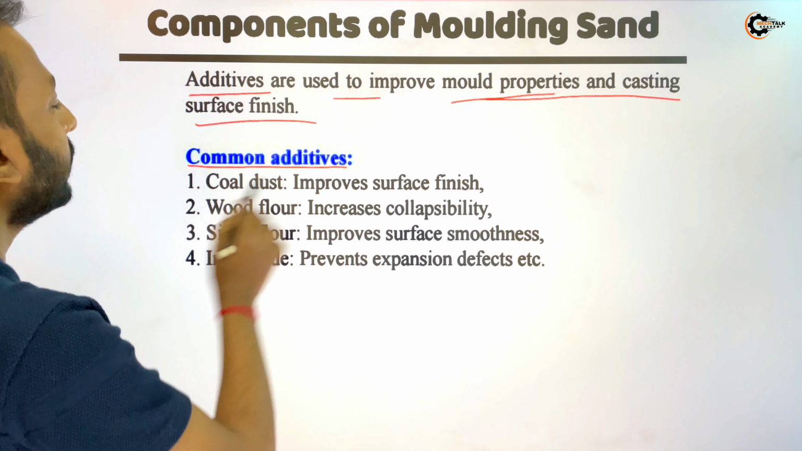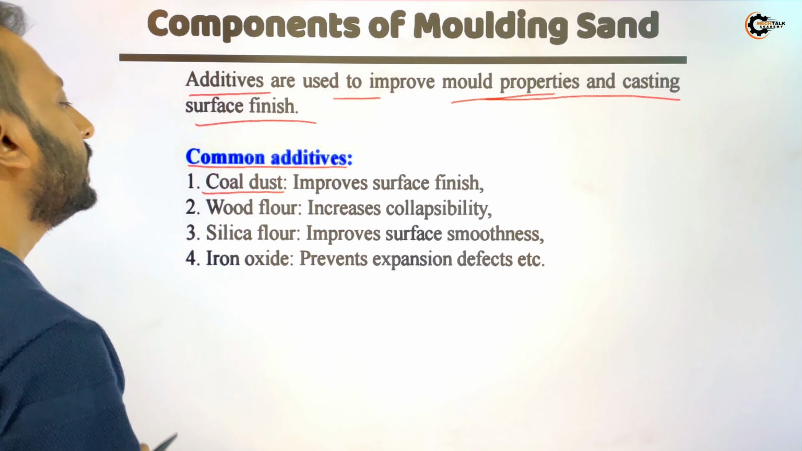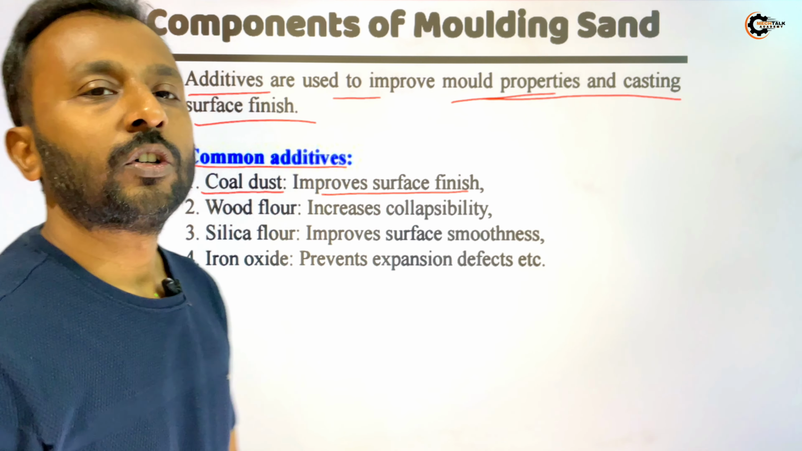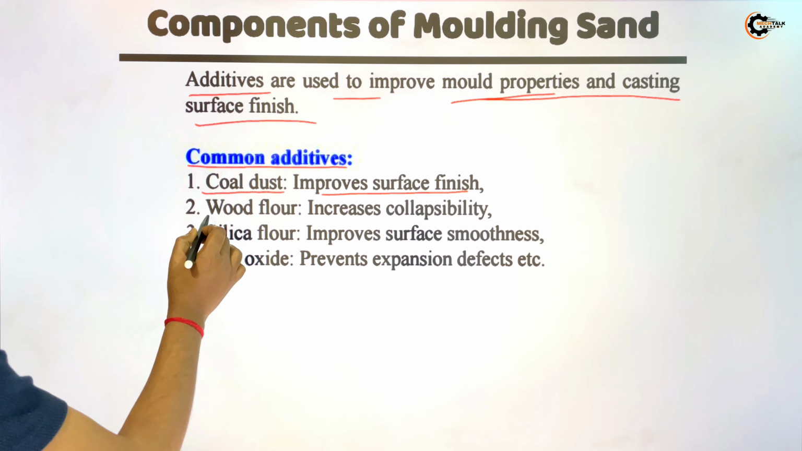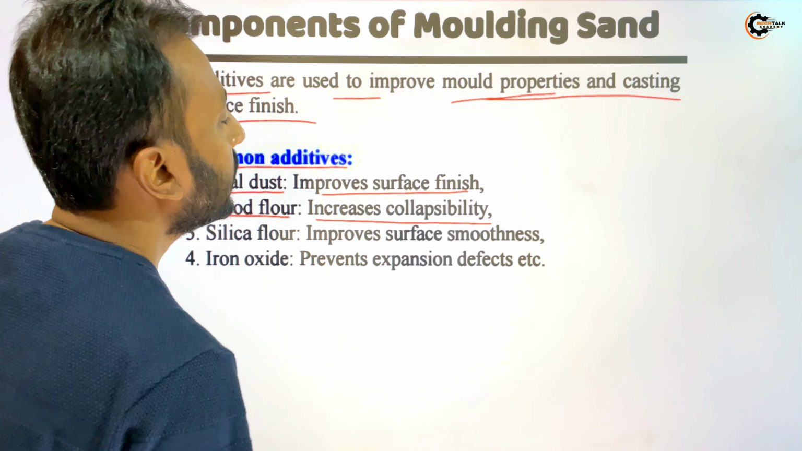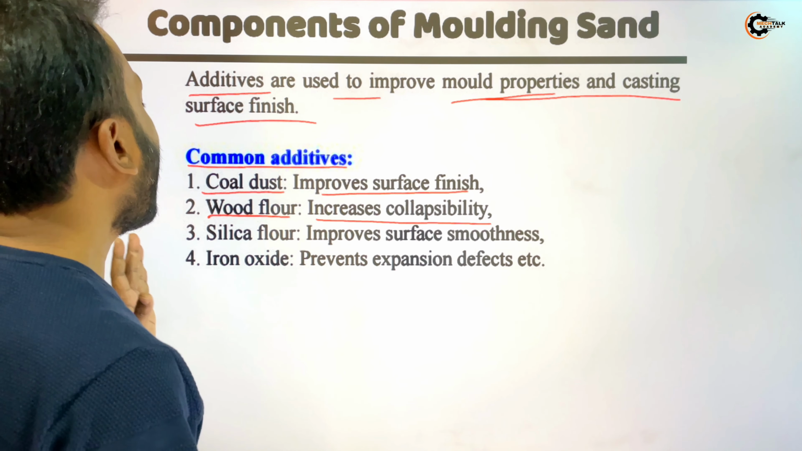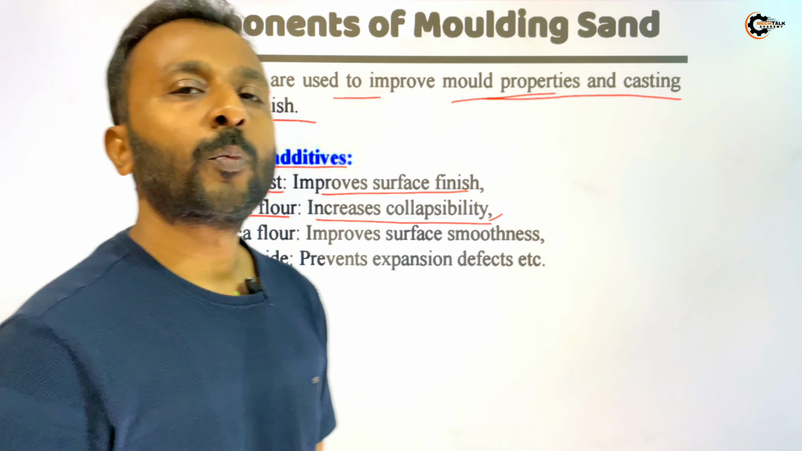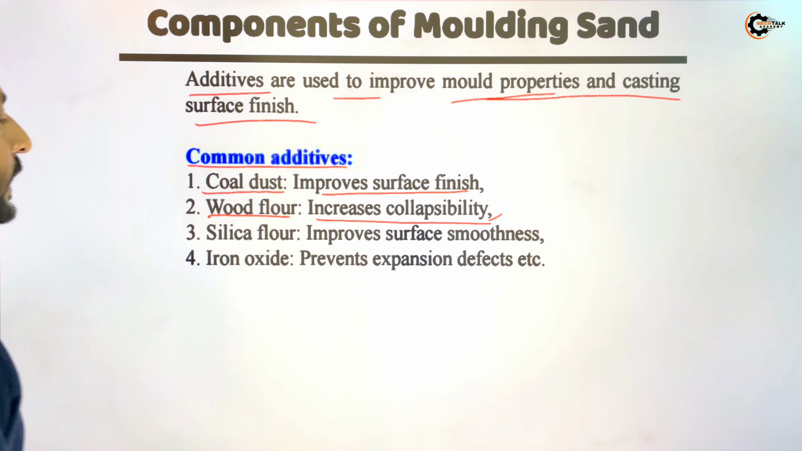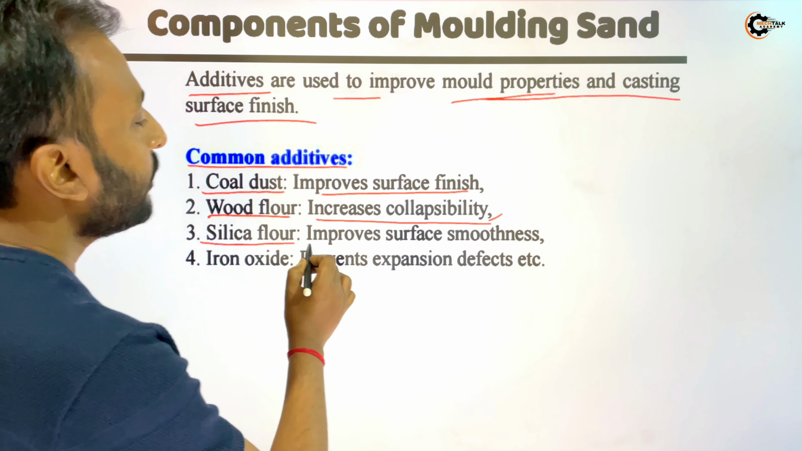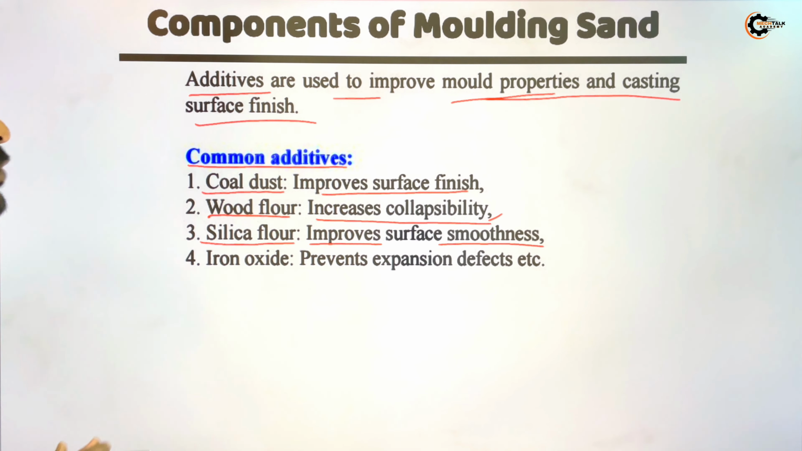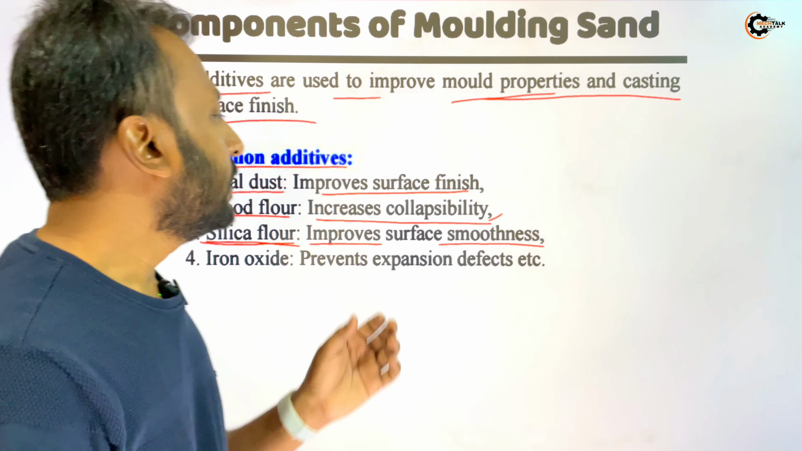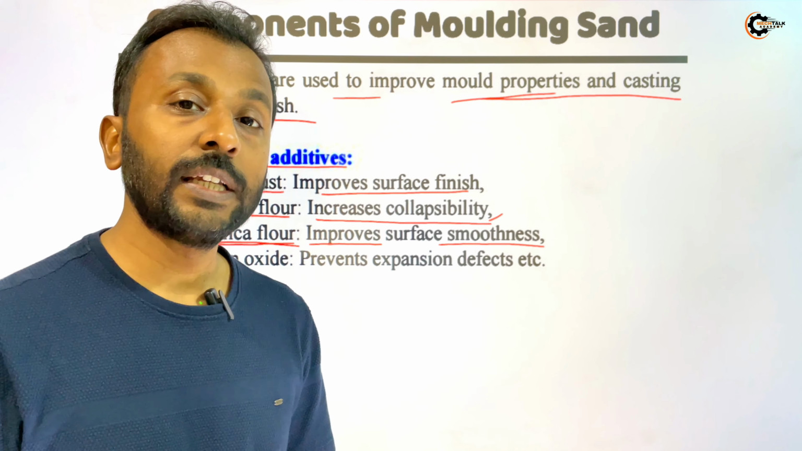Common additives: the first one is coal dust. Coal dust acts as an additive. It improves the surface finish of the casting product. The next is wood flour. It increases the collapsibility. When we add wood flour to the molding sand, it increases the collapsibility of the molding sand. Next is silica flour. It improves surface smoothness. When we add silica flour to the molding sand, it improves the surface smoothness of the product.